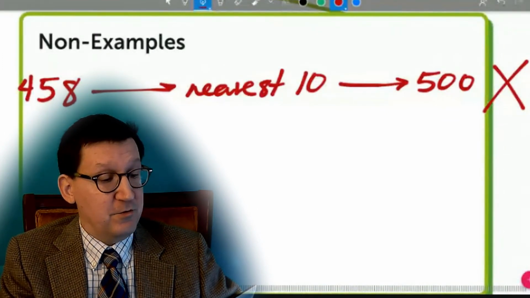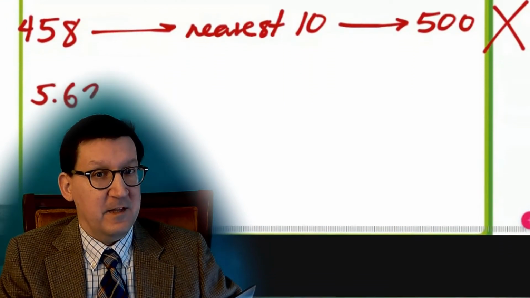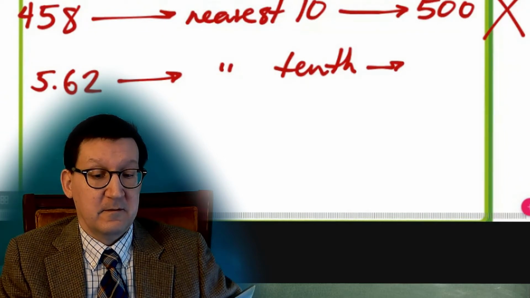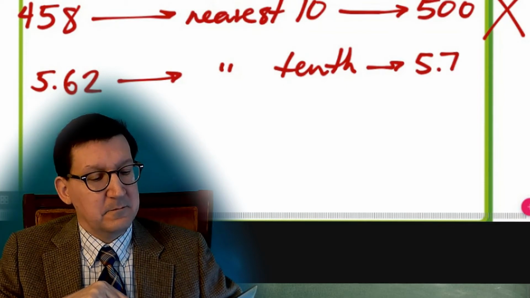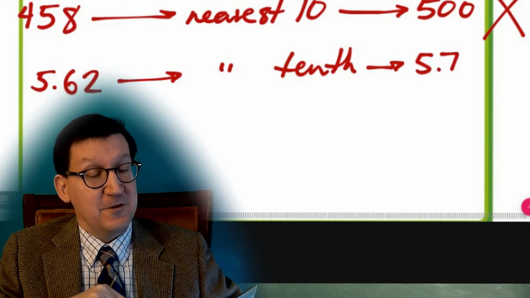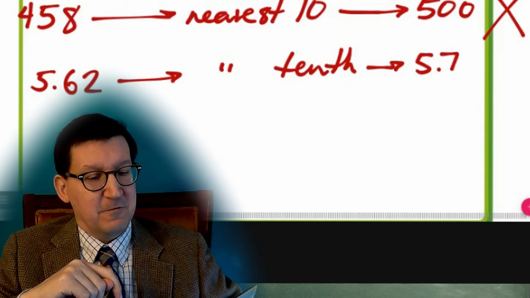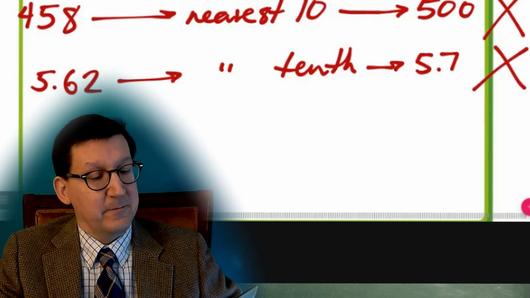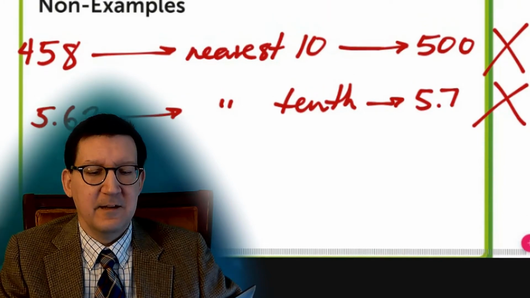And 5.62, we'll round that to the nearest tenth. And if we said that was 5.7, well, 5.7 is a tenth, but look at the hundredths place, right? The hundredths place is a 2. So 5.62 rounded to the nearest tenth, I'd have to round down to 5.6. So if we rounded it up to 5.7, that's too great a leap, right? It's further away from 5.7 than it is to 5.6. So there's a couple non-examples for you.